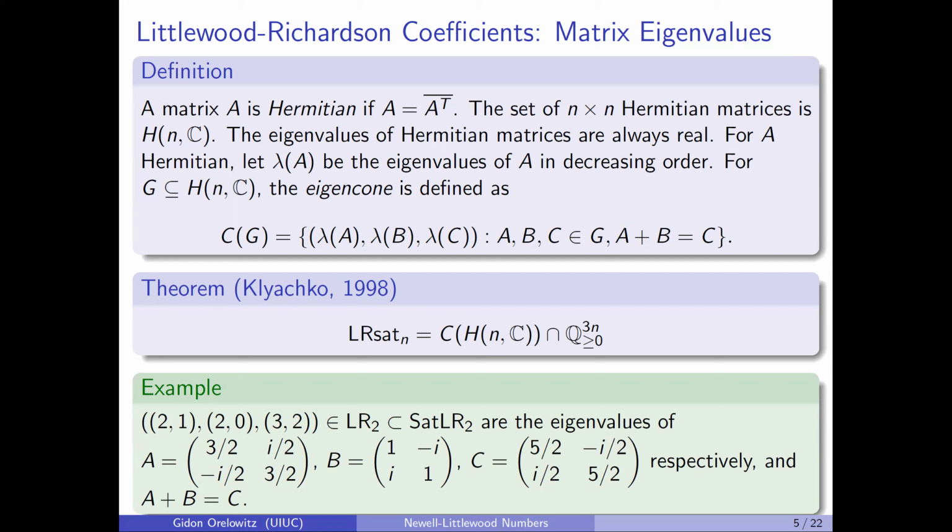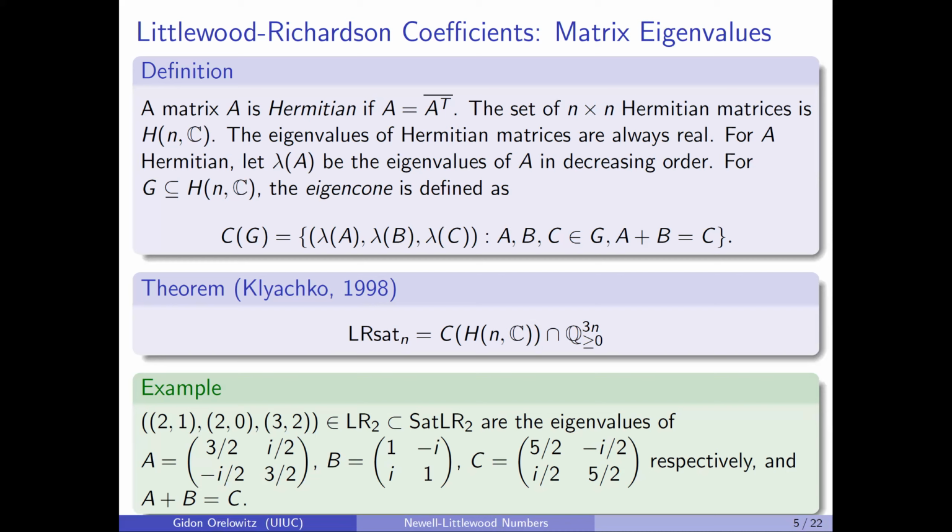And so the classical matrix eigenvalue problem is: if you know that the sum of two Hermitian matrices is a third one, what governs the eigenvalues? Are there a set of properties we can put on the triple of eigenvalues such that if they satisfy this, one could construct Hermitian matrices, so A + B = C? Klyachko answered this problem in 1998 and said that this is exactly the saturated Littlewood-Richardson.